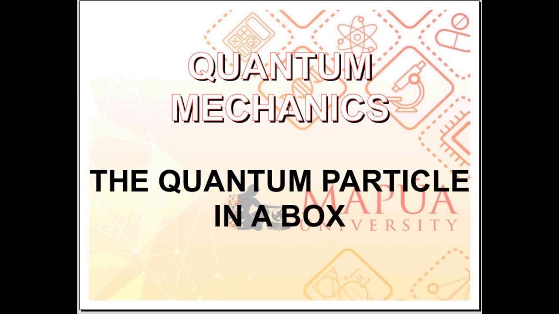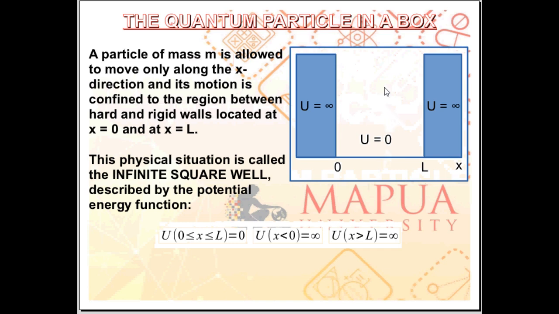So continuing on with our discussion on quantum mechanics, we have the quantum particle in a box. In the previous video, we covered Schrodinger's equation. In this video, we'll see how the Schrodinger's equation is applied to a particle confined in what could be considered as a potential box, a particle confined to a region by two potential barriers.